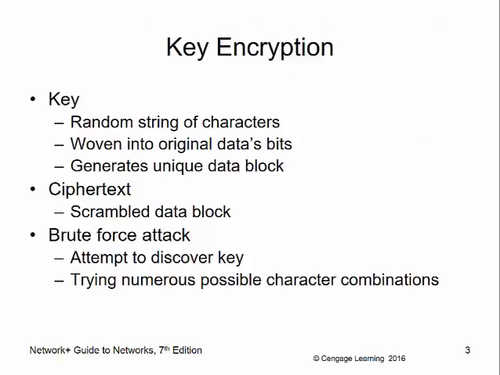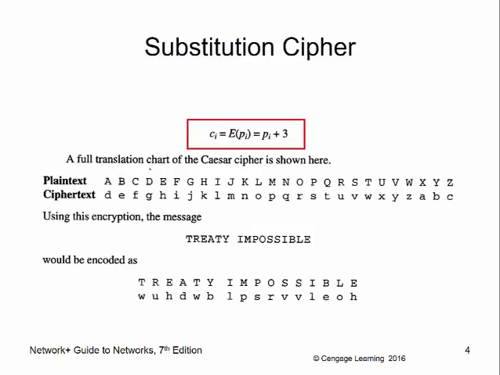Encryption is performed with an encryption key. Now, this is one way we could look at it. This is actually a very simple form of encryption. This dates all the way back to the Roman Empire. And it's what's known as a substitution cipher.